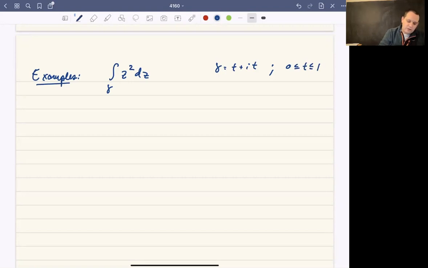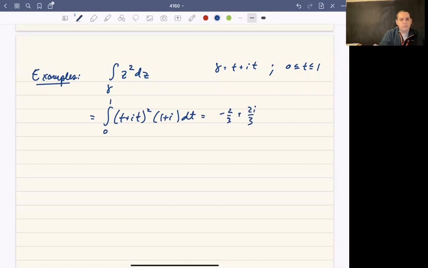We're going to end up with, so this is an example that we saw previously, but we saw that this was t plus it squared times 1 plus i dt, where t goes from 0 to 1. And it turned out that this was negative 2/3 plus 2i. Now, what I want to do is let's apply the fundamental theorem of calculus that we just saw previously.